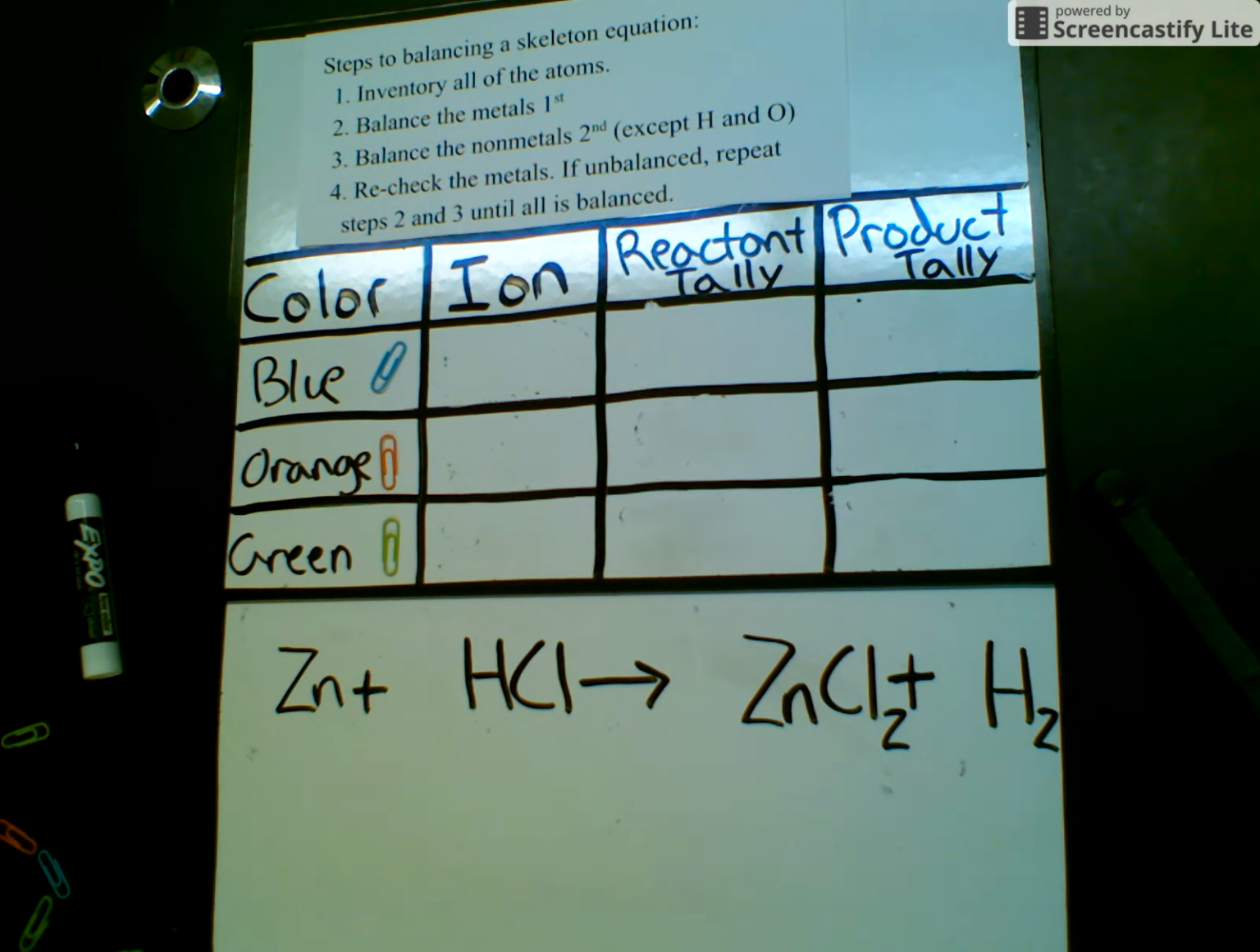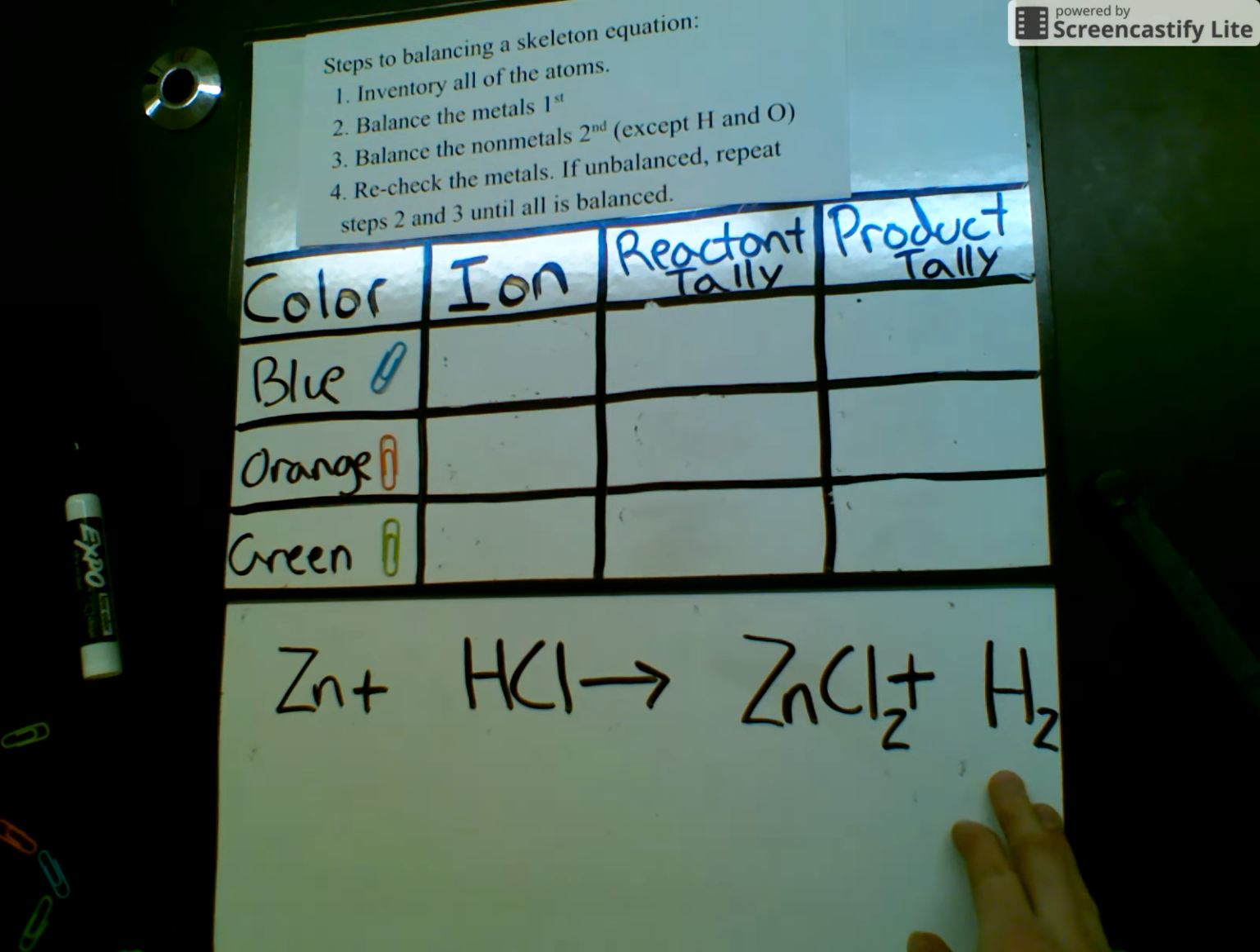All right, so this is the tutorial video for the balancing chemical equations introduction. So I'm going to go ahead and show you an example with the skeleton equation that was given to you in the introduction reading. So zinc plus hydrochloric acid yields zinc 2 chloride and molecular hydrogen.